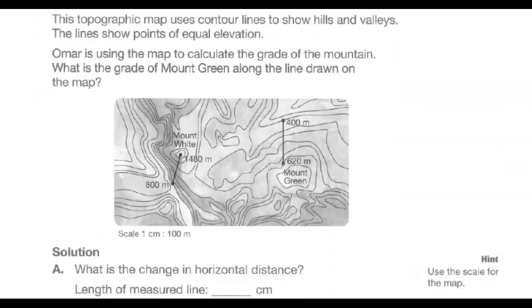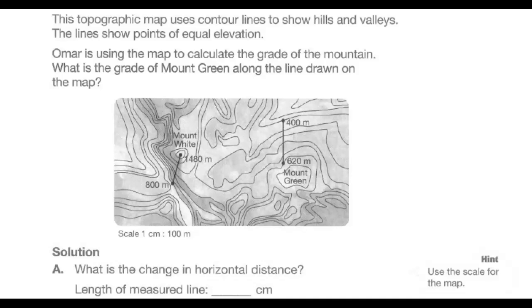Okay, and then a topographic map uses contour lines to show hills and valleys. The lines show points of equal elevation. So that elevation there is the same as this elevation here, right? The distance between those means it's really steep here and not so steep here. So this is sort of low valleys. This is really steep going up here when the lines are close together. So that's just, if you didn't know that already, something interesting.